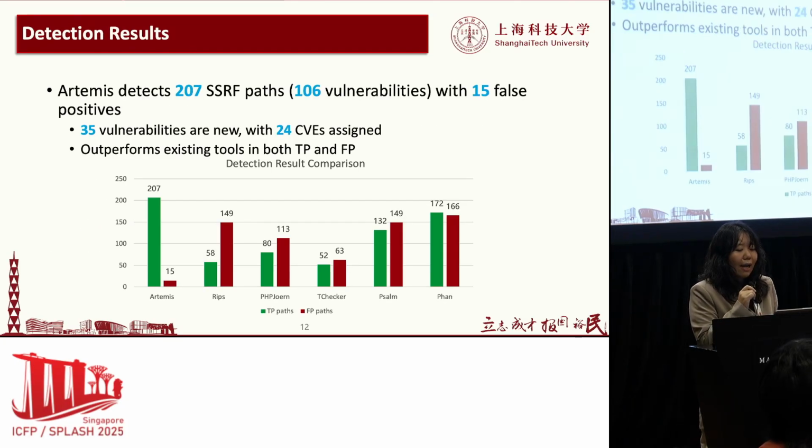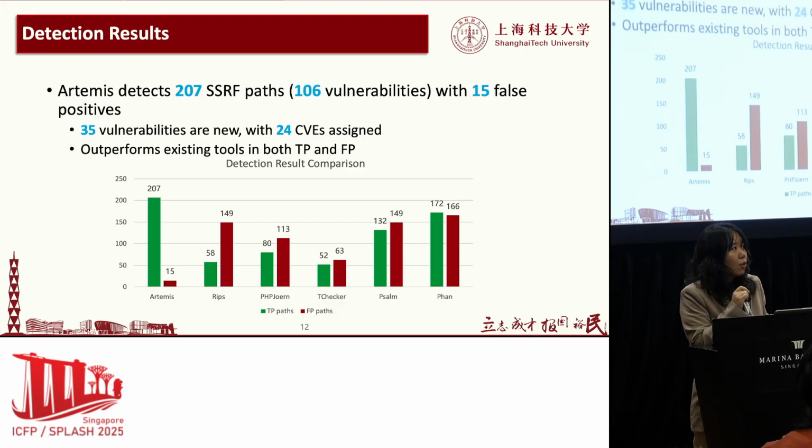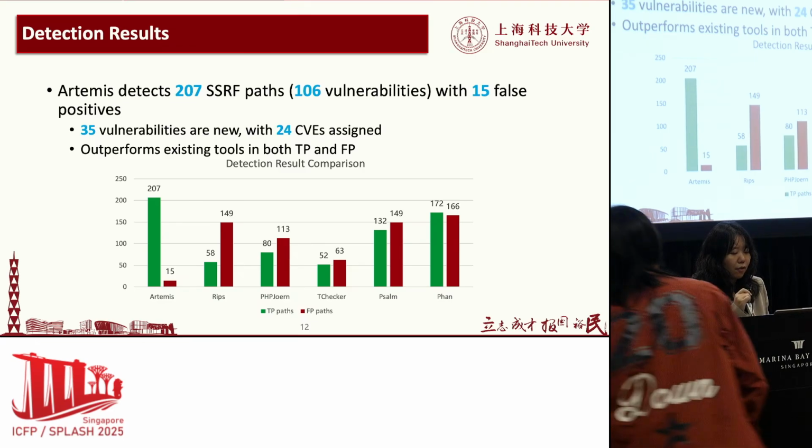In total, Artemis identifies 207 true positive paths, corresponding to 106 true positive vulnerabilities. Among the 106 vulnerabilities, 35 are newly discovered. We have reported them to developers, and 24 have been assigned CVE IDs. The evaluation results also show that Artemis significantly outperforms existing tools in both true positives and false positives.